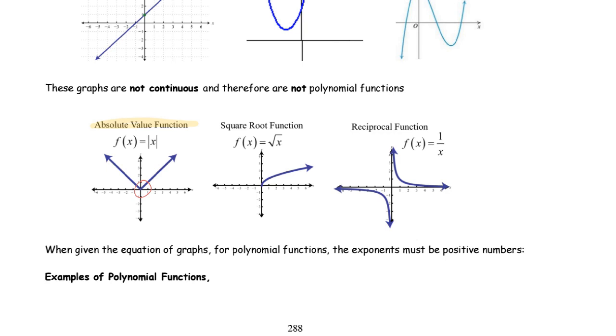And polynomial functions don't have that sharp little corner to them. They're smooth, okay? This one right here, the square root function, notice it doesn't even exist over here, so that's not a polynomial. And the reciprocal function has a weird sort of asymptote showing up right there. So there's a gap in the graph. And polynomial functions don't have gaps.